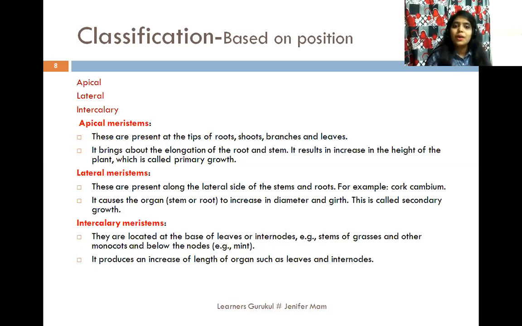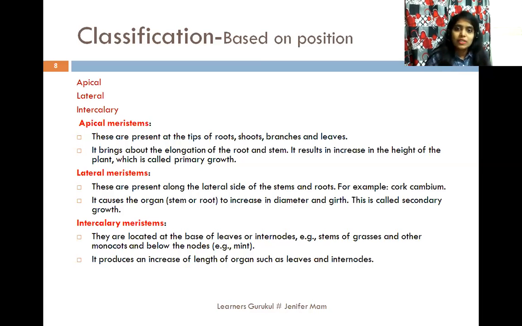Now the meristematic tissues are classified into three types. One is apical, the other one is lateral, and the third one is intercalary. Let's talk about apical meristem. They are present in the tip of roots, shoots, branches, and leaves. It brings the elongation of the roots and stems, and it increases the height of the plant. So it is responsible for the primary growth of the plant.